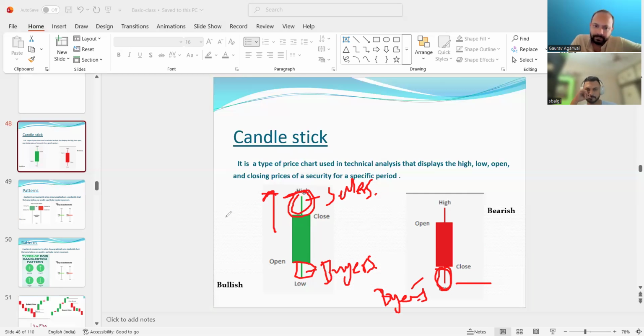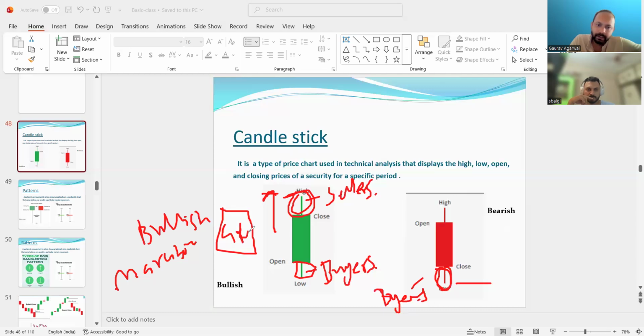If there are no wicks, then we will call it a bullish Marubozu. If there is no upper wick or lower wick, it is a full green candle. We call it a bullish Marubozu. That means there are no sellers, only buyers. Here also, a similar thing. If we have a full red candle, we call it a bearish Marubozu. It means only sellers are there, no buyers present.